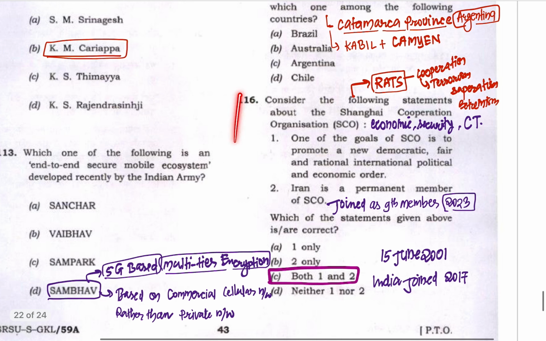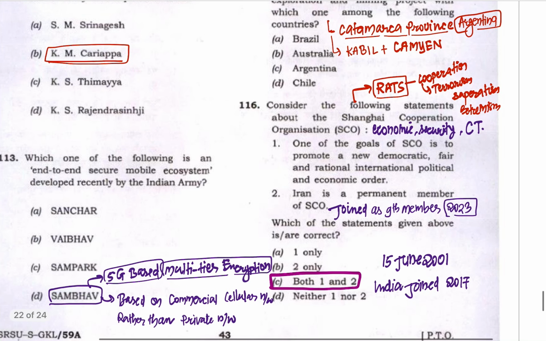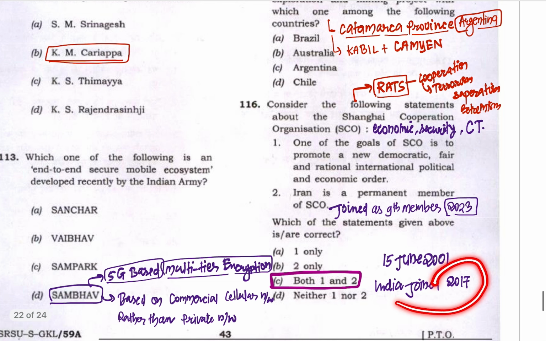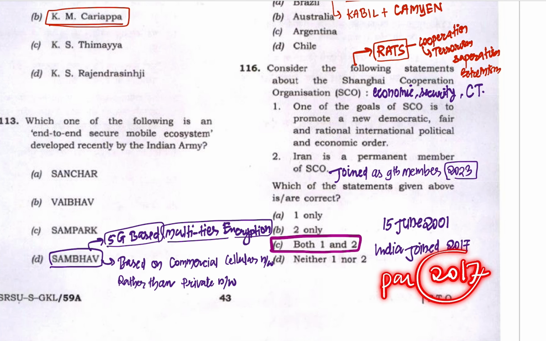Now, this question is important about the SCO, the Shanghai Cooperation Organization, which is an economic, security and counter-terrorist organization. It's a Eurasian organization, which was established at the initiative of China. This SCO was established on 15th June 2001. India joined SCO in 2017. Along with India, Pakistan also joined in 2017. Recently in 2023, Iran also joined SCO.